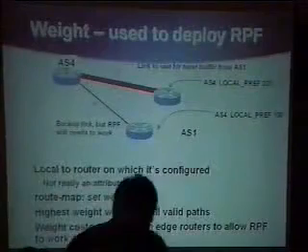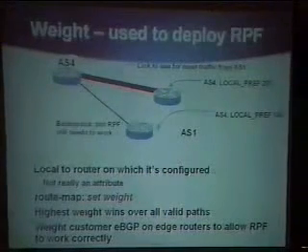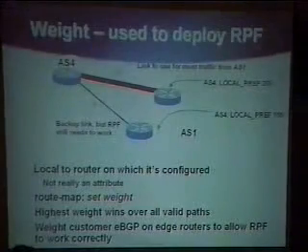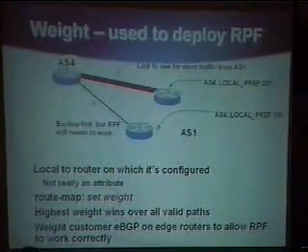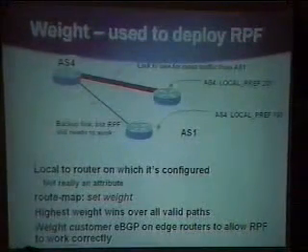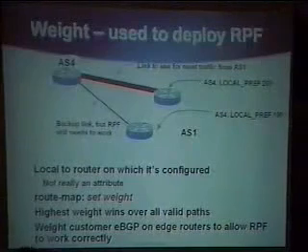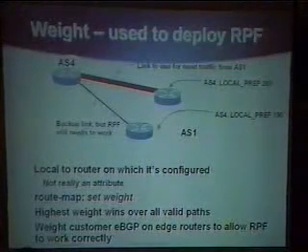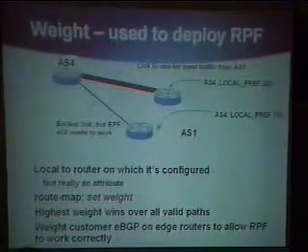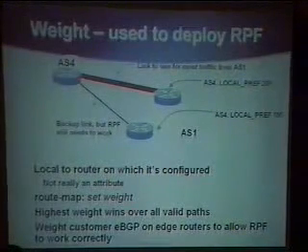I've put weight in here. Weight isn't an attribute, but it's so akin to how local preference works that I think it's worthwhile mentioning it. And for a long time, some people called it a Cisco-specific attribute, which I'll say it probably is. But it's actually really useful. It's a local preference which is local to the router only. And the main use of it today is to help deploy the reverse path forwarding checks.